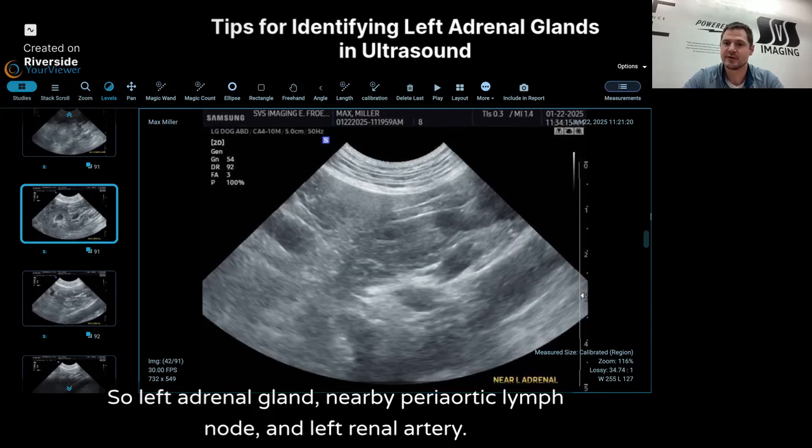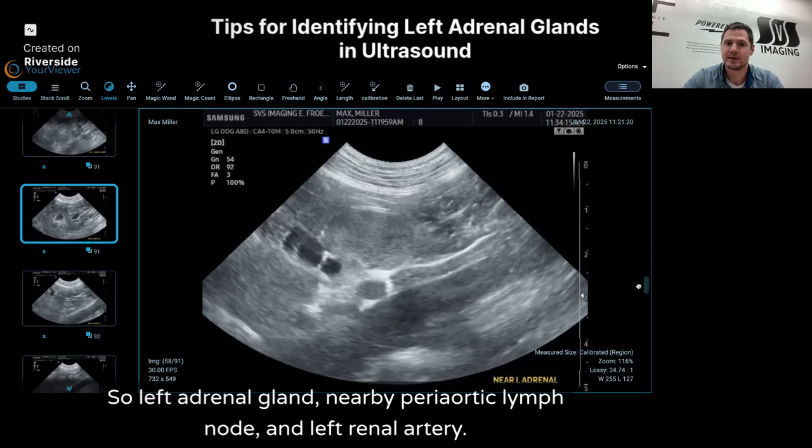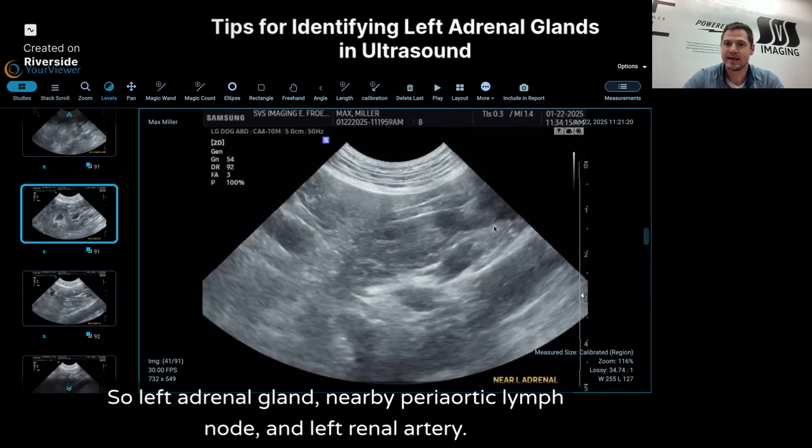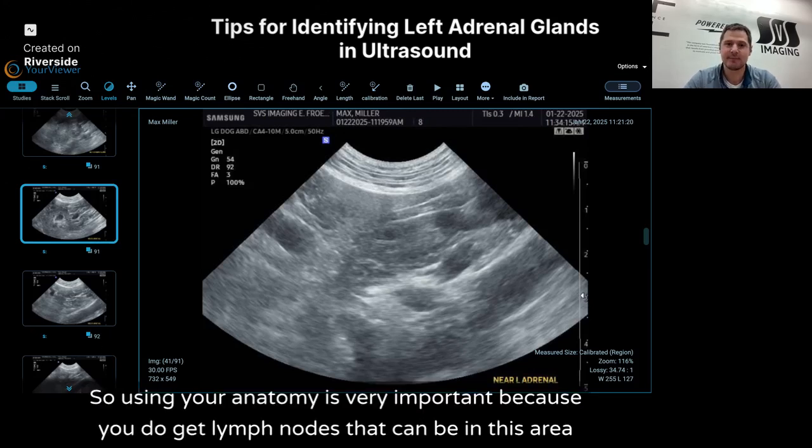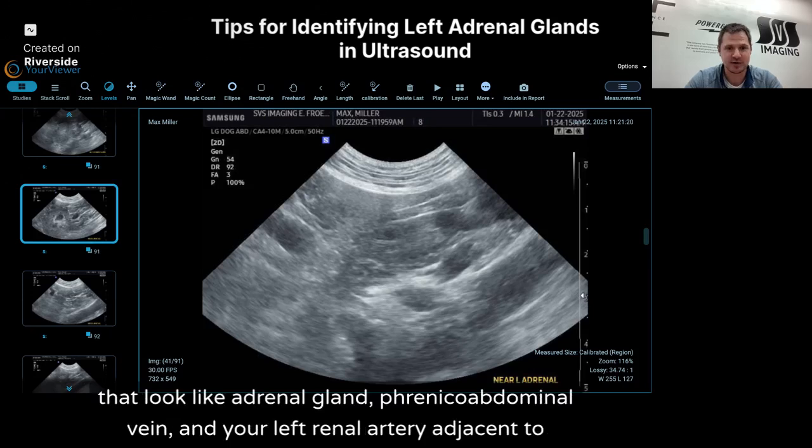So, left adrenal gland, nearby periaortic lymph node, and left renal artery. Using your anatomy is very important because you do get lymph nodes that can be in this area that look like adrenal gland: phrenicoabdominal vein, and your left renal artery adjacent to your aorta.